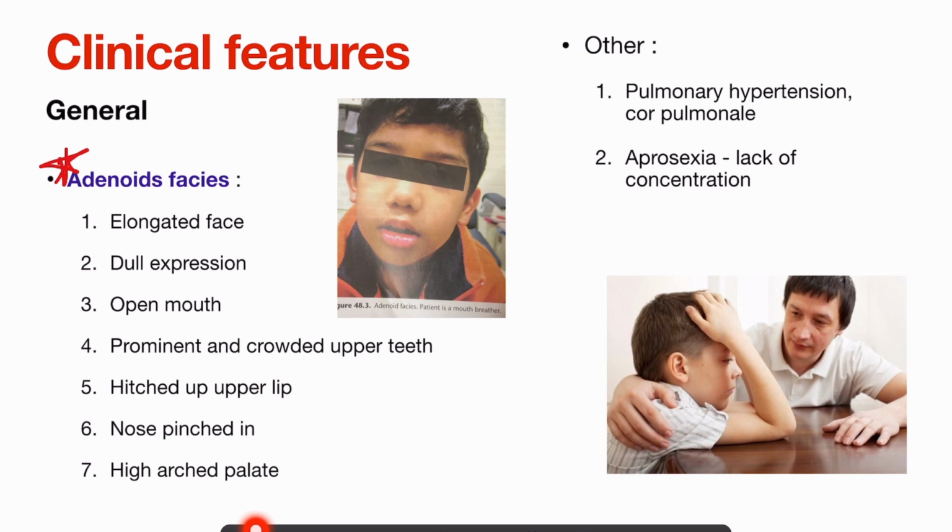The other clinical features are pulmonary hypertension or cor pulmonale, and aprosexia. This can also come in your PBQ. This is also an important point, that aprosexia means lack of concentration. So the PBQ or the clinical question can come as a child who is suffering from lack of concentration. He's not able to study well, and he has a very dull expression on the face. He has an open mouth. All these things direct you towards adenoiditis.